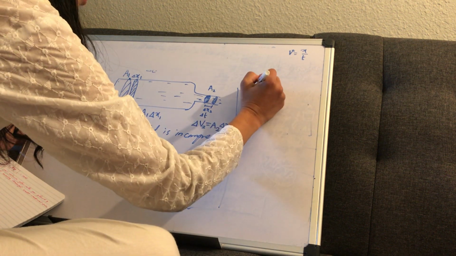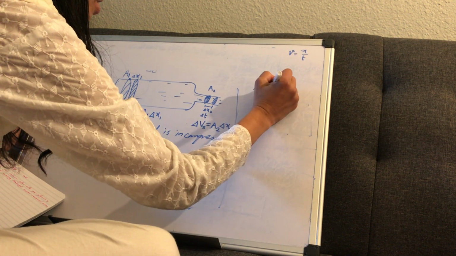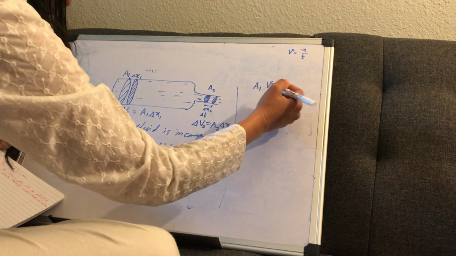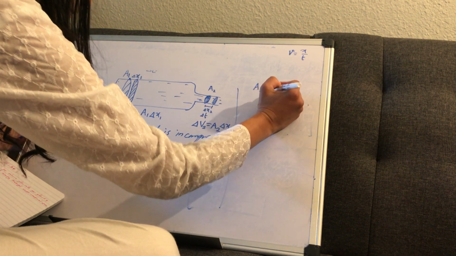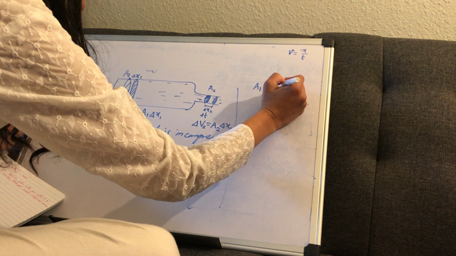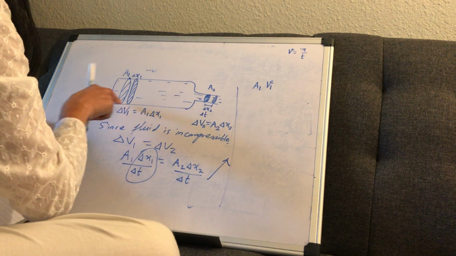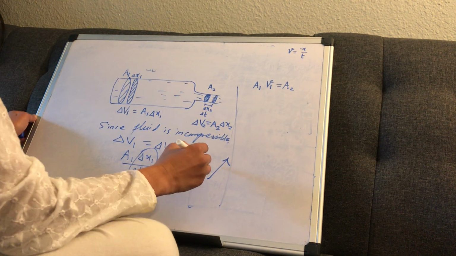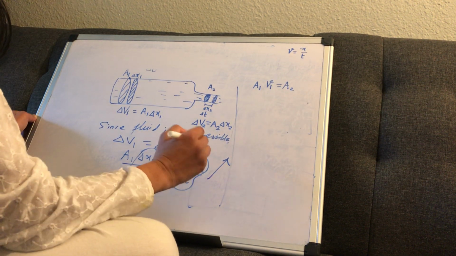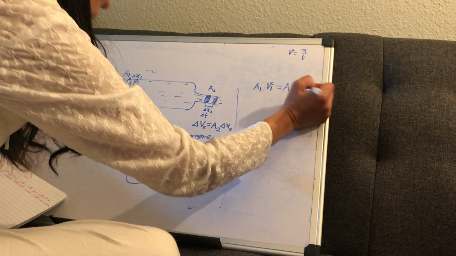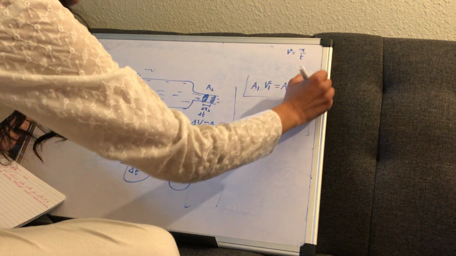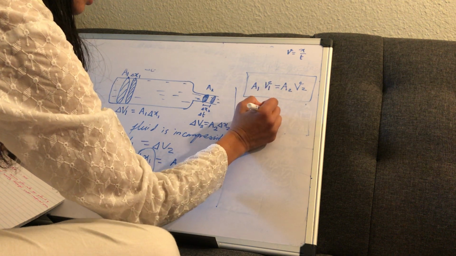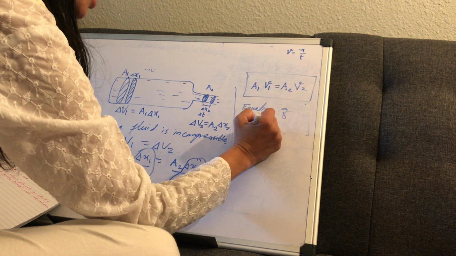So A1, v1. Let us call this v1. This is separate from the capital B, okay? It's lowercase v, v1. The speed of the fluid here during this interval must be equal to A2, this delta x2 by delta t, which can be written as v2. So this is called the equation of continuity.